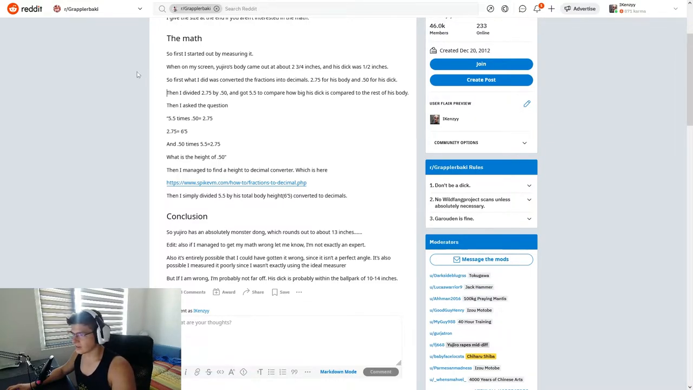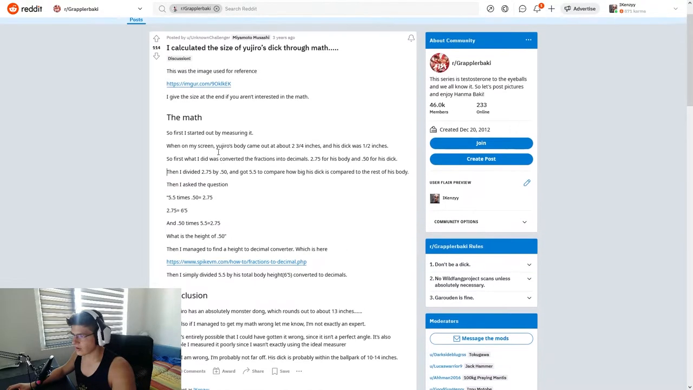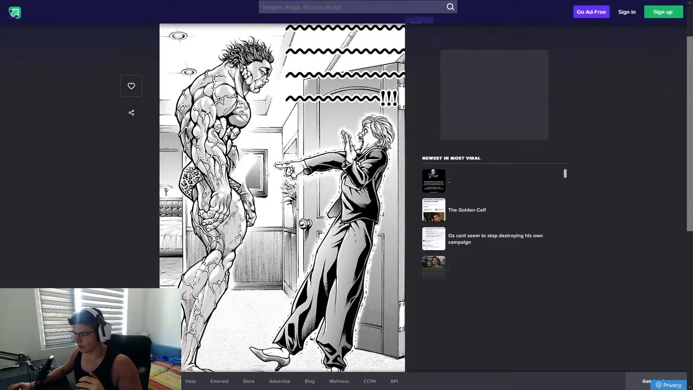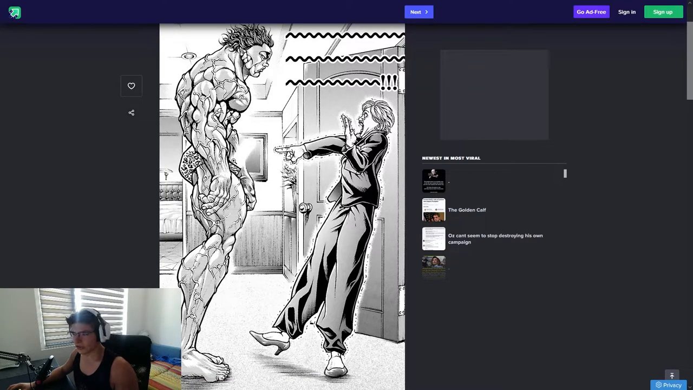This is very wrong, since as we can see from this image here that he used for reference, which is gonna be the image that every measurement in this video is gonna be based on. You can see that this does not look like 13 inches, especially compared to Hillary Clinton, who's 5'6".